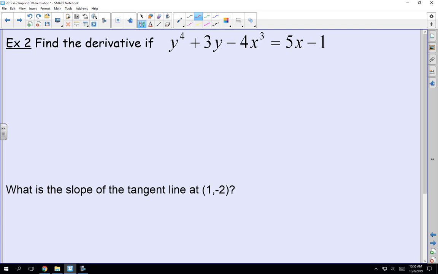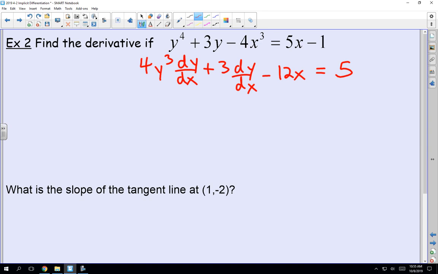So derivative of y to the 4th would be 4y to the 3rd dy/dx. And then plus the derivative of this is 3 dy/dx. And then minus 12x equals 5, and the derivative of 1 is 0, so that exits out. Every time I take the derivative of these y terms, I'm attaching a dy/dx. And then those will all stay on the left, and these will all move over to the right.